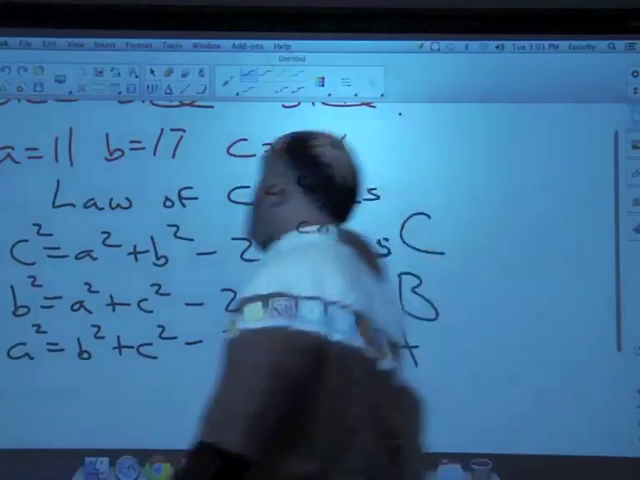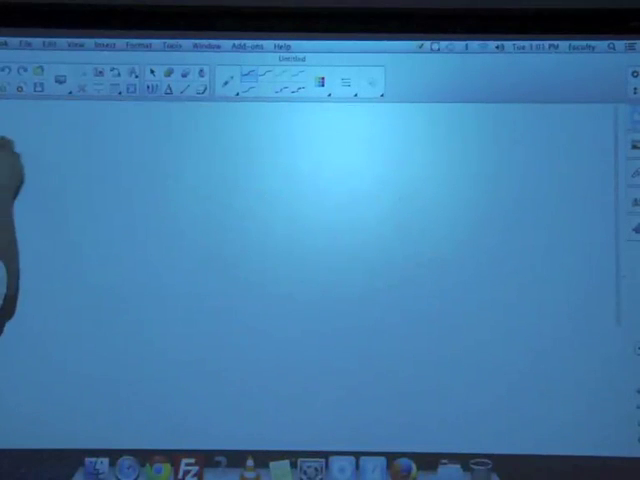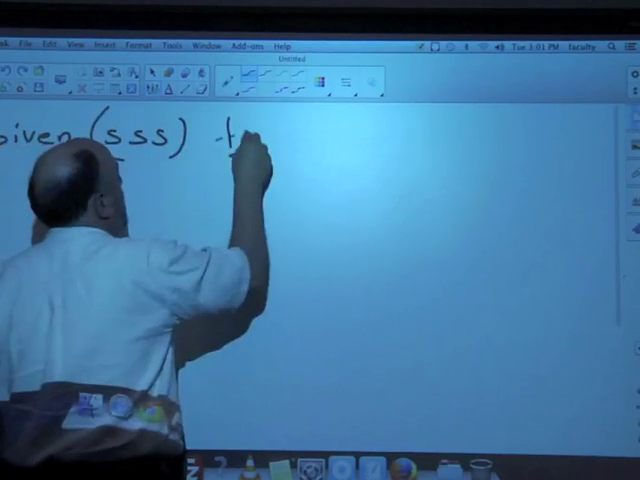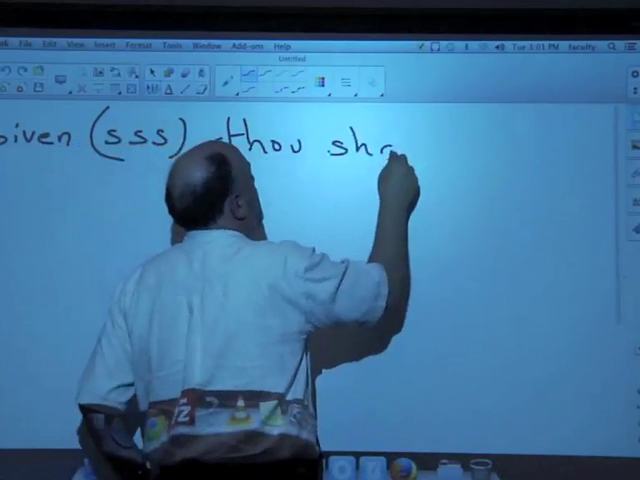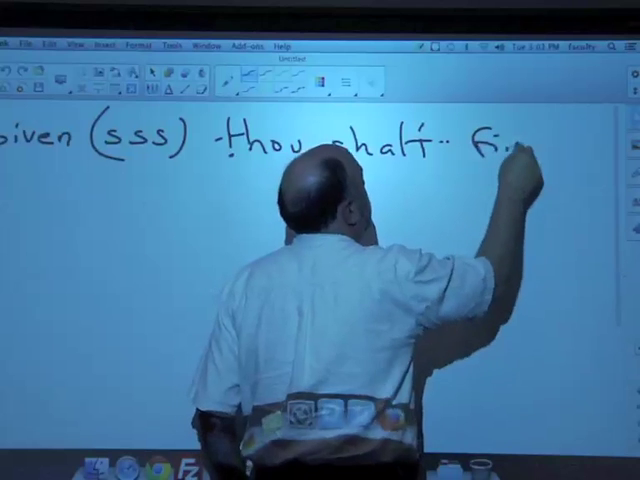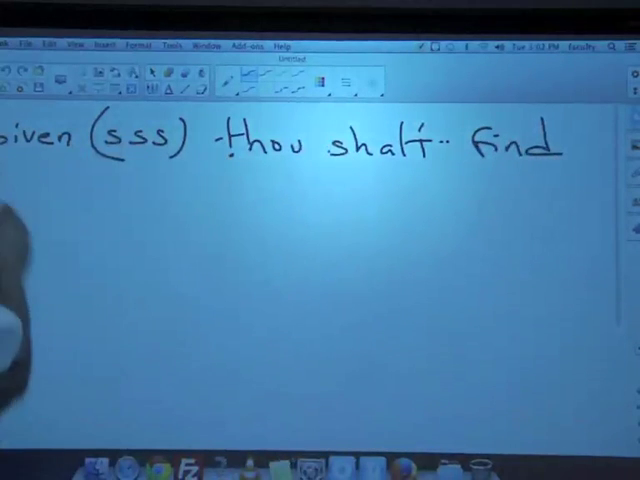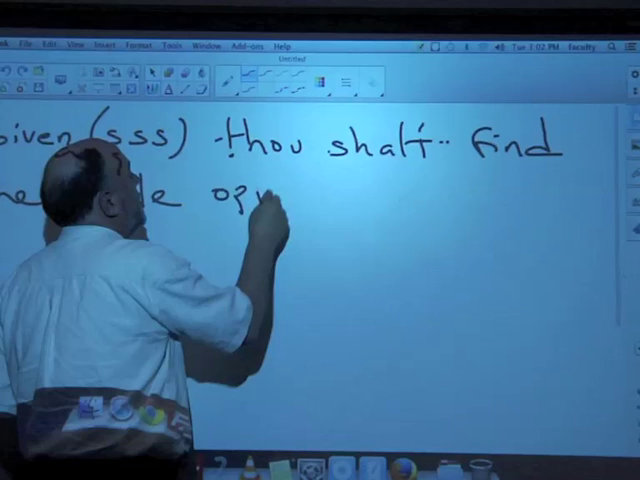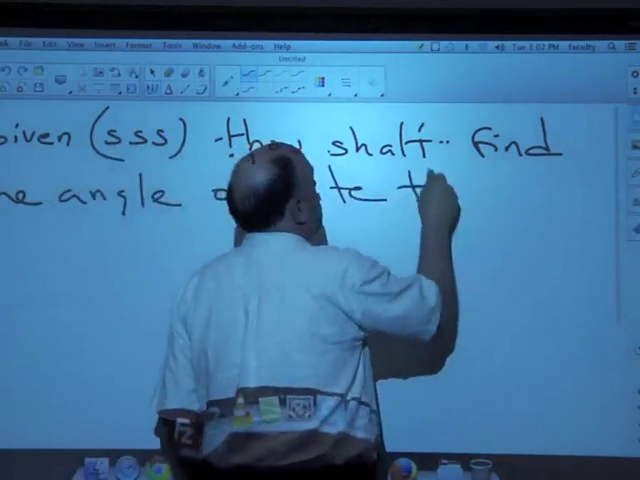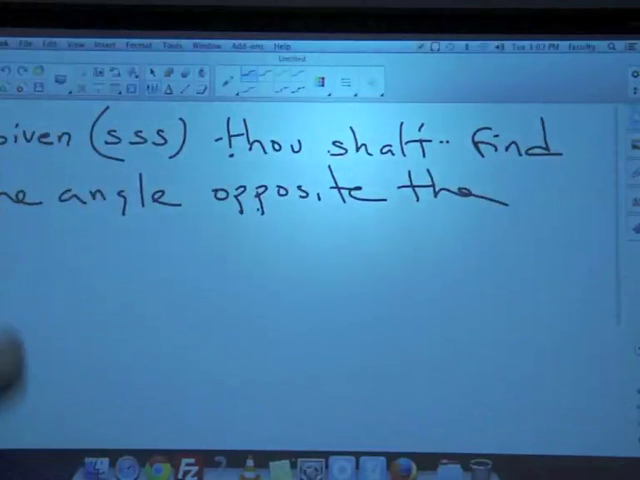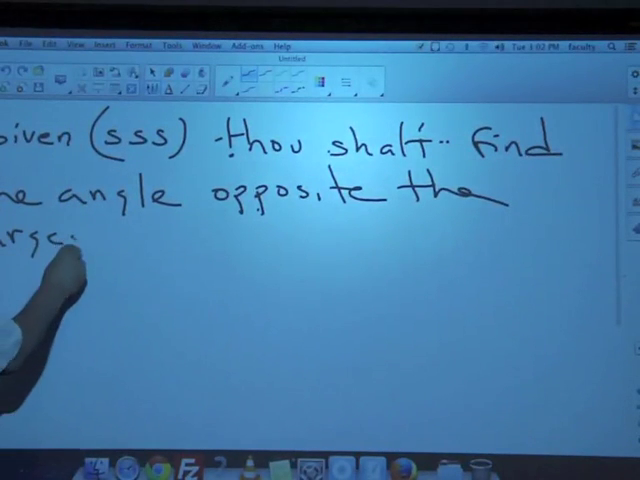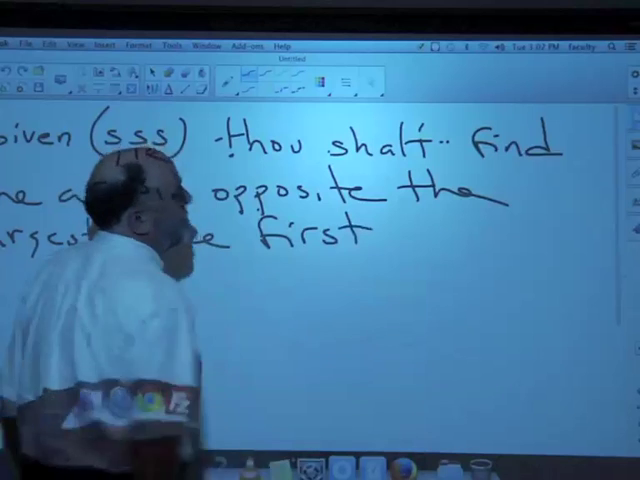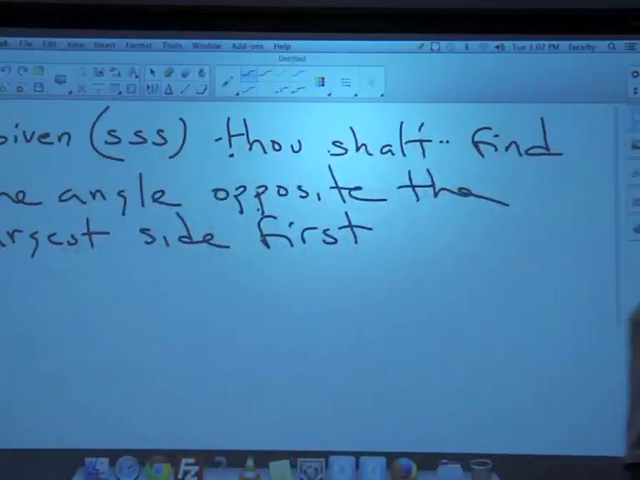Right? So, given side, side, side, thou shalt find the angle opposite the largest side first. We have to do that first.